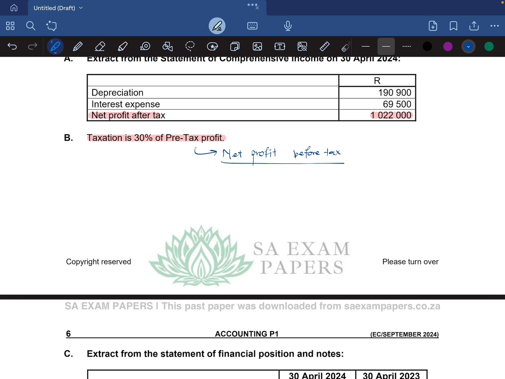So in that case, we need to determine the current year's tax expense. We know that our net profit after tax was 1,022,000 multiplied by what we want, which is 30%, and what we know is that this is 70%, because net profit before tax is 100 minus tax of 30%, which gives 70%. So it is what we want over what we know, over 70. Now our tax should be 438.